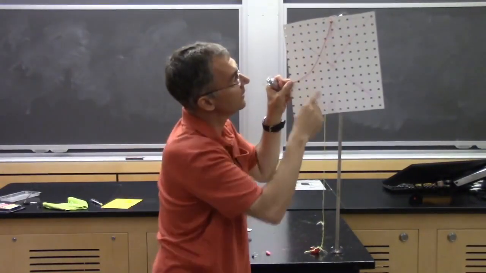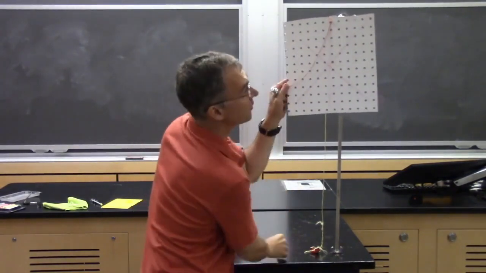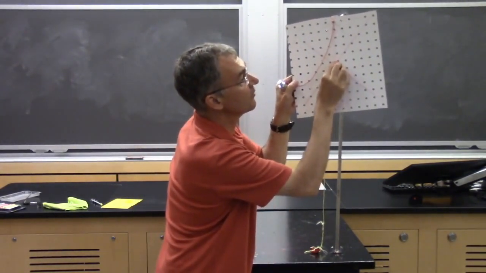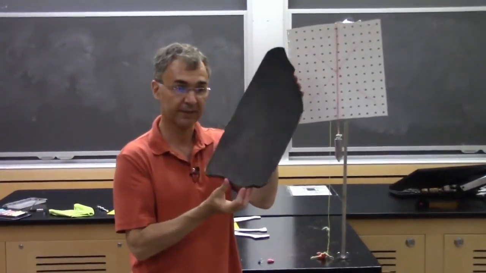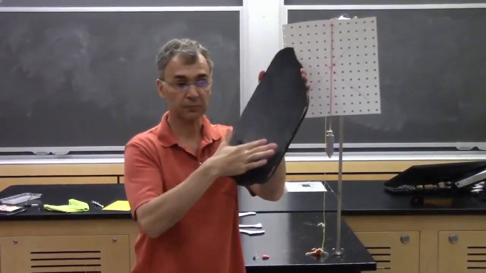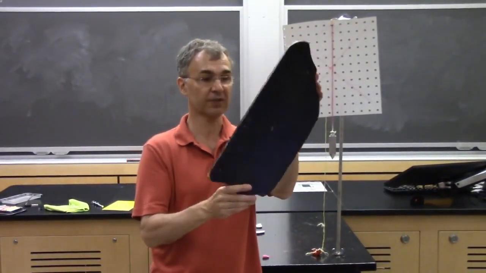We have 1 line, 2 lines, 3 lines, and they all more or less intersect here. There's maybe like a ½ centimeter offset. But now, let's take a less symmetric object like this. You say, well, where is the center of mass of this thing? Probably somewhere around here, but we don't really know for sure because it has an irregular shape.